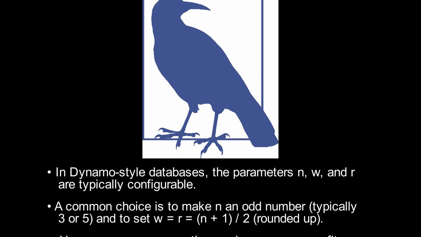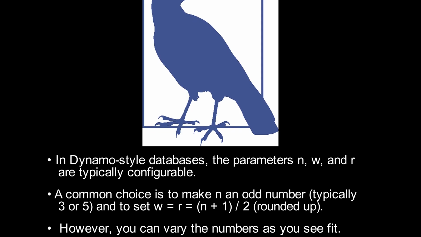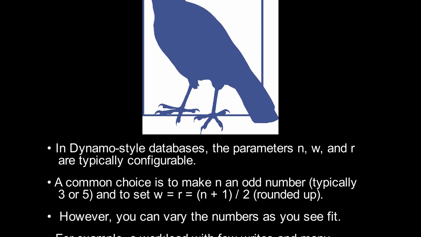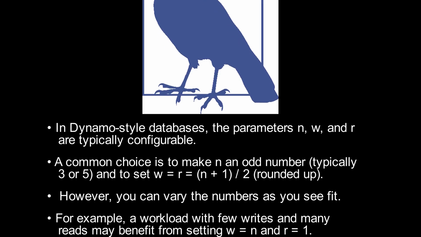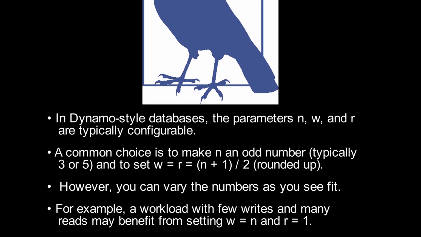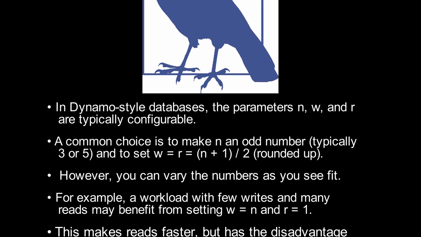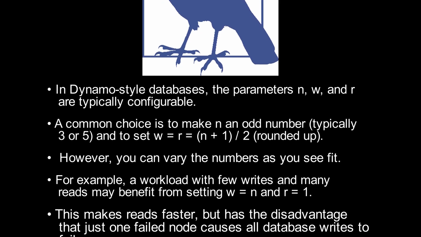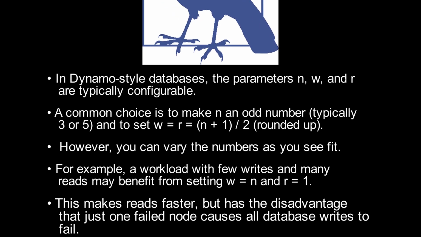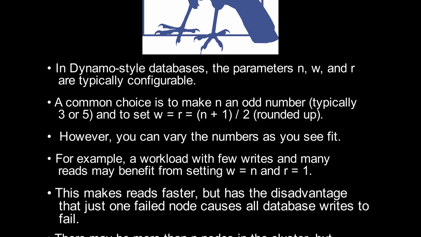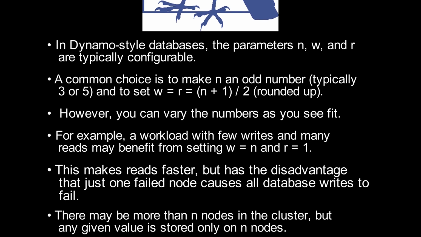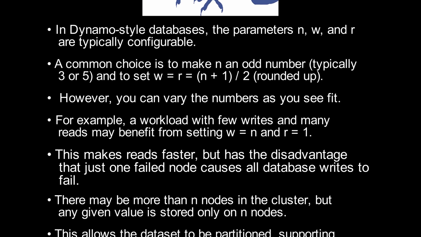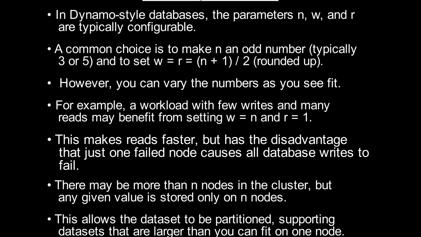In Dynamo-style databases, the parameters n, W, and R are typically configurable. A common choice is to make n an odd number, typically 3 or 5, and to set W equals R equals (n plus 1)/2 rounded up. However, you can vary the numbers as you see fit. For example, a workload with few writes and many reads may benefit from setting W equals n and R equals 1. This makes reads faster, but has the disadvantage that just one failed node causes all database writes to fail.